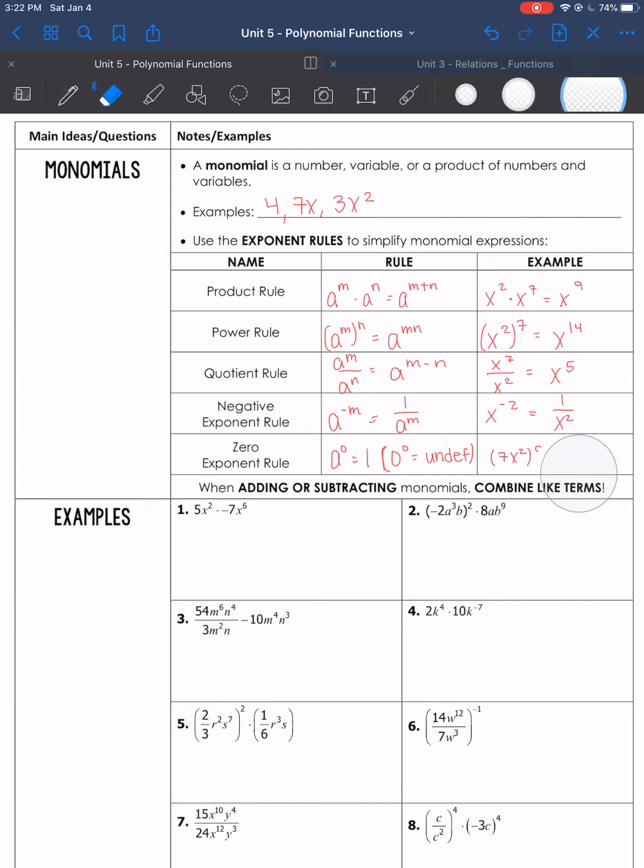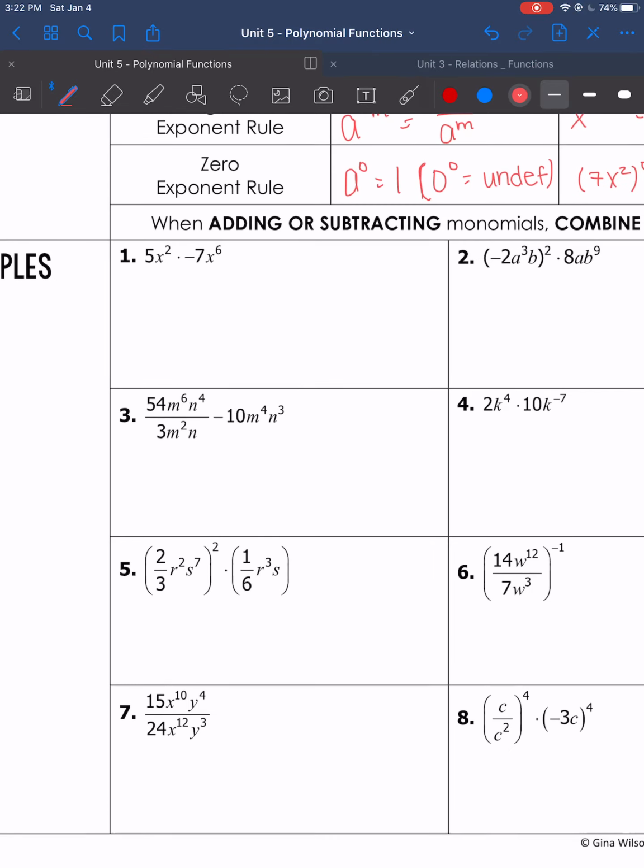Let's make that one not look funky. Okay. So there are a lot of examples in these notes, but we're going to stick with the odd examples, just for sake of not making this video 3 hours long.